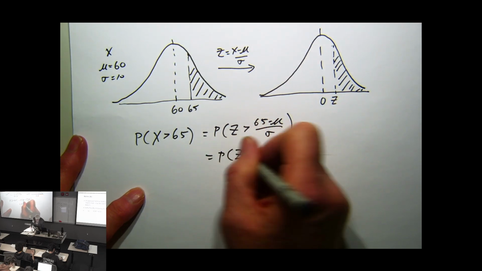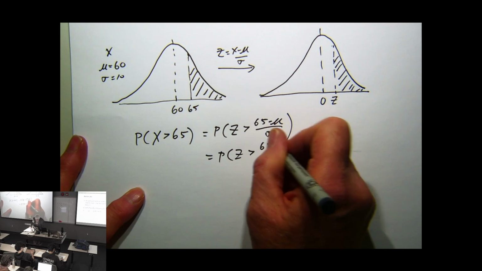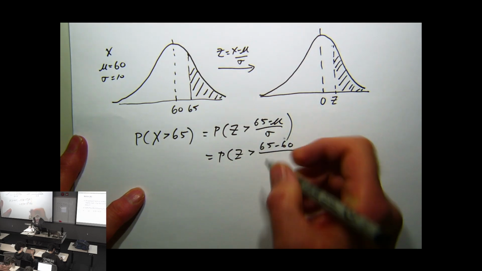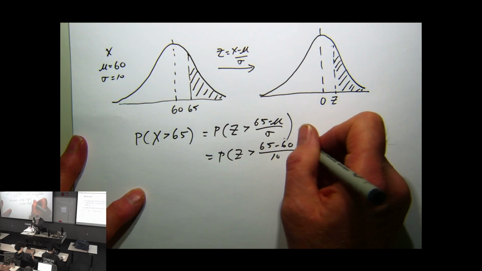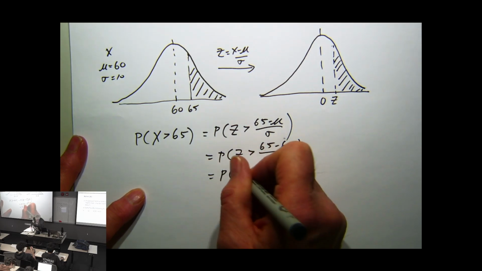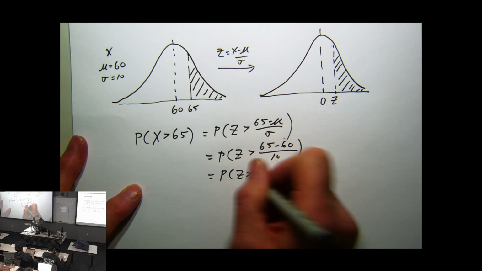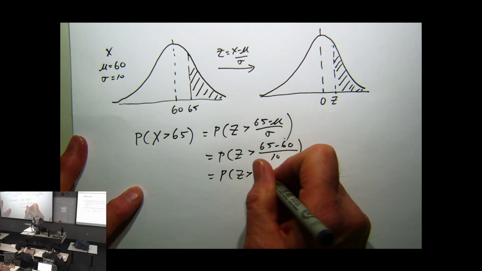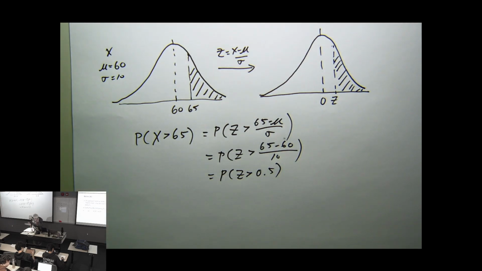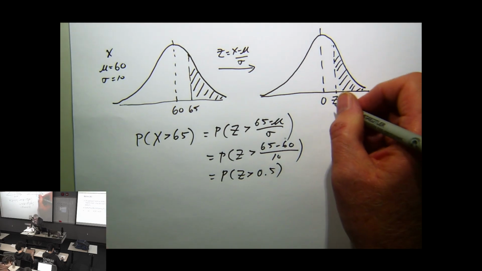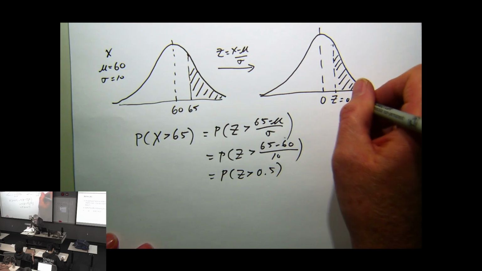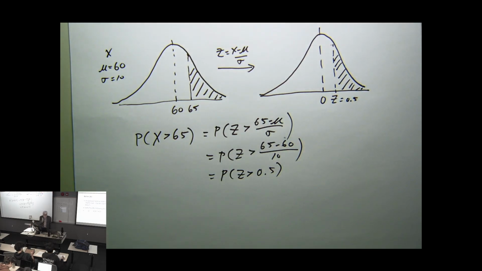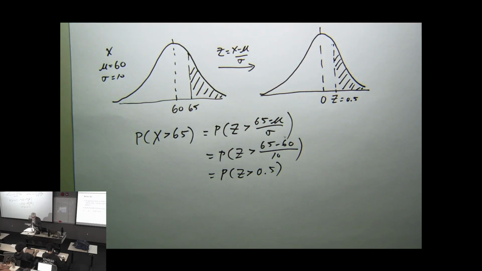It's the probability that z is greater than (65 minus 60) over 10, which is the probability that z is greater than 0.5. So this z value here is equal to 0.5. That says that z value is half a standard deviation above the mean, and we want this area above here.